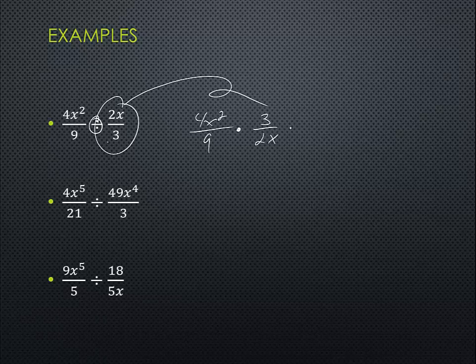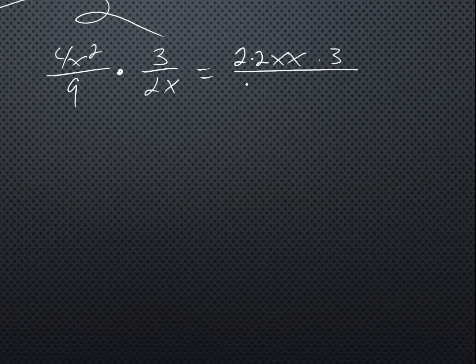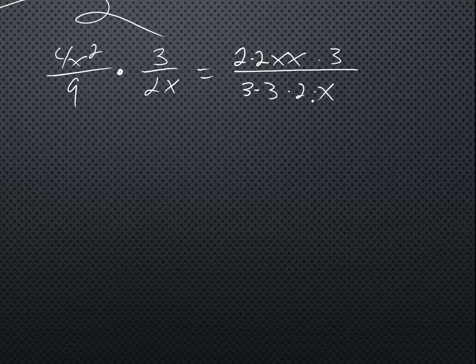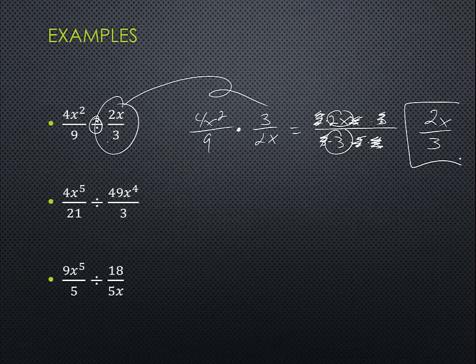Now, factor and cancel. 4x squared will just be 2 times x, and then times 3, divided by 3 times 2 times x. Cancel. We can cancel out 1, 3. We can cancel out a 2. And we can cancel out an x. What's left? 2x over 3. Really? 2x over 3 is your answer? I don't believe that. Whatever, 2x over 3 is your answer. Cool beans. Okay.